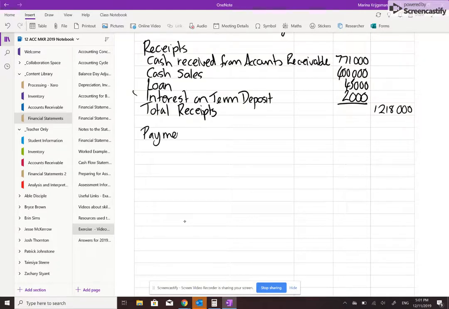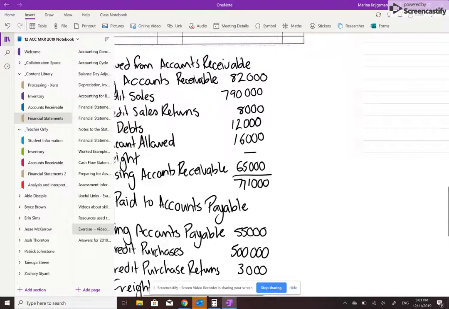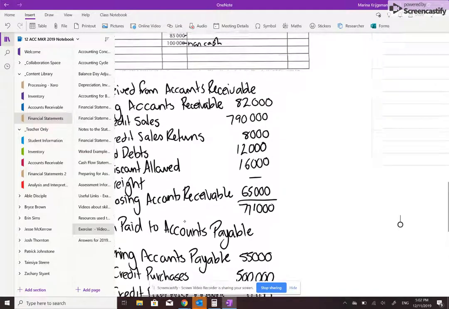Right, now we're going to do all our payments. And the first one, so we don't forget, is our cash paid to our suppliers or to accounts payable. Either is correct. And that's going to be the figure we calculated, which is 482,000.